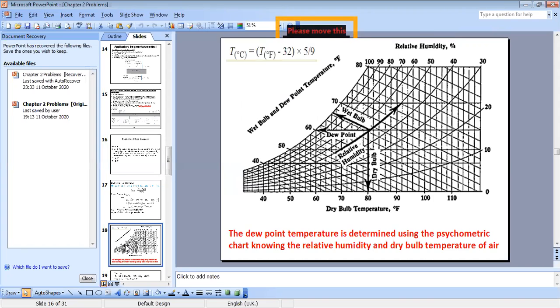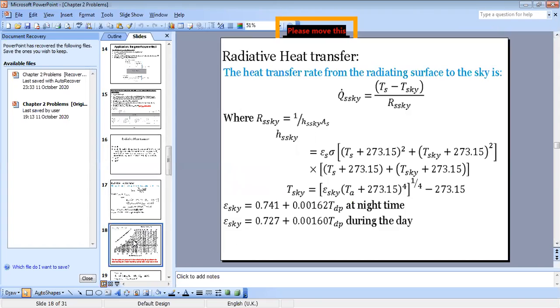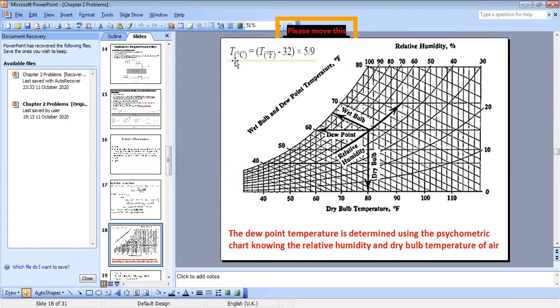Now you go to your chart, but you should pay attention to one thing here. You have a formula. If you look here, these temperatures are in Fahrenheit. All your temperatures are in Fahrenheit. Because they gave you the temperature in degrees Celsius, the first step is to use this formula to find the corresponding value of temperature in Fahrenheit.